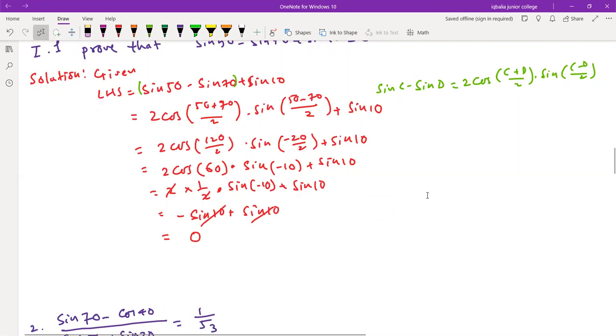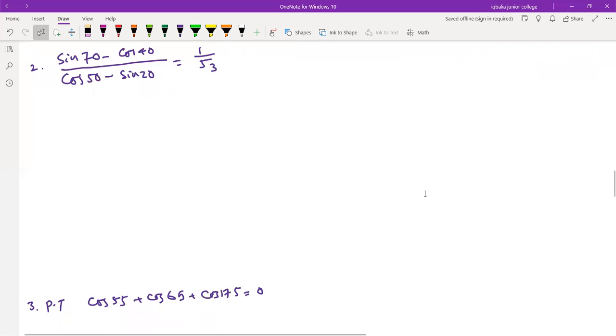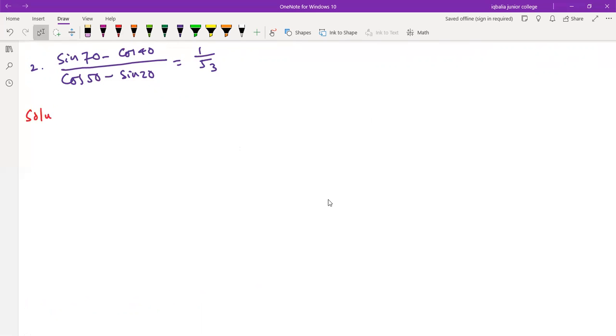Okay, now we are going to see the next formula. The next question is, see here, solution. Given that, we have to prove again. So in left hand side we have sine 70 minus cos 40, and here we have cos 50 minus sine 20. Now we have the formula cos A plus cos B, cos A minus cos B, sine A plus sine B, sine A minus sine B. But here the combination is not in such a way that our formula has we derived. Now we have to make this in that form, that is the form of formula.